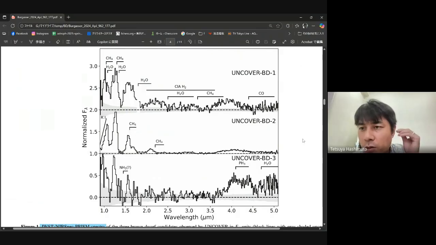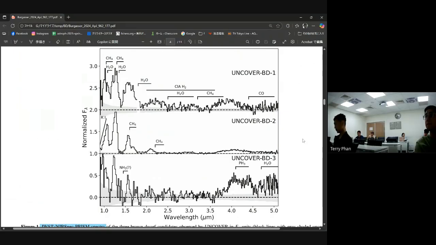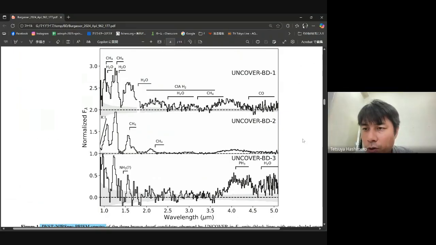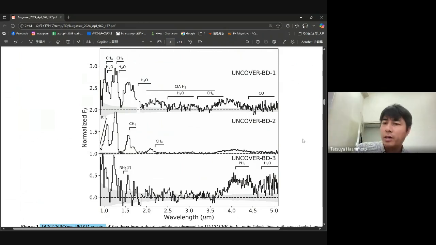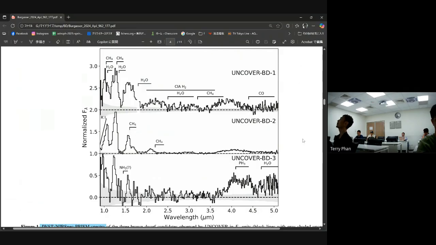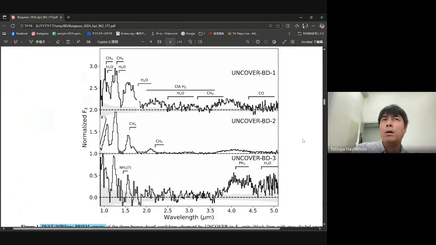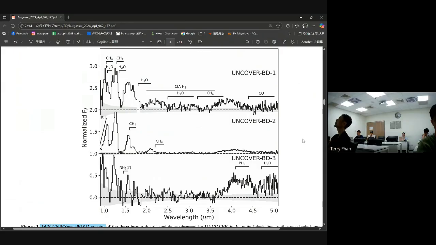Tomo-san, I have a question. Did they have color selection before conducting the spectroscopic observation? Yes. One of them, I think BD3, was selected by Nonino. That's color selection. The other two were also probably color selected as AGN, so that's why they targeted them. But it turned out to be brown dwarfs.